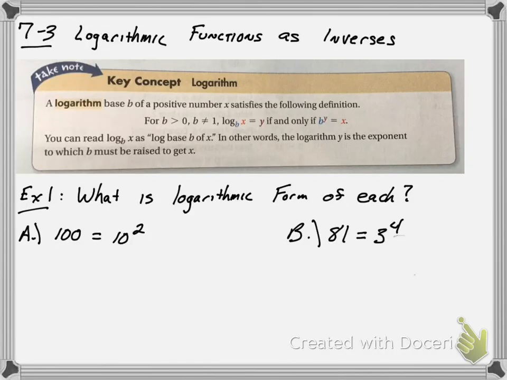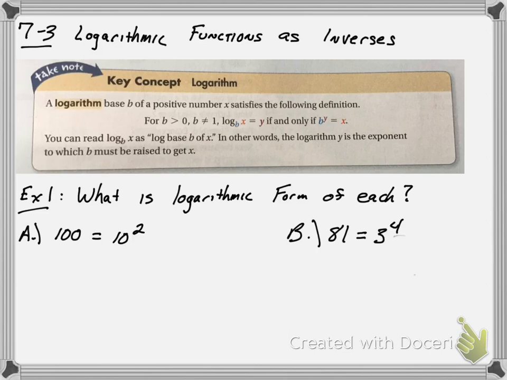7.3 is about logarithmic functions as inverses. The logarithm is how you undo exponents. So everyone talks, well, how do you solve for an exponent if you need to solve for the exponent? And the answer here is a logarithm. So when you have log of x base b equals y, you end up with, if and only if, b to the y equals x.